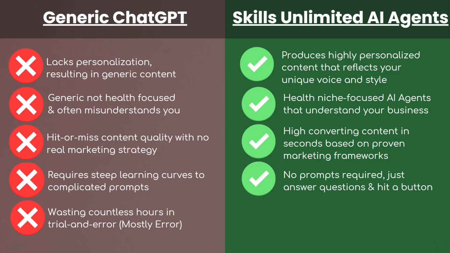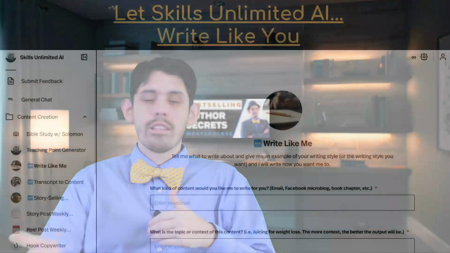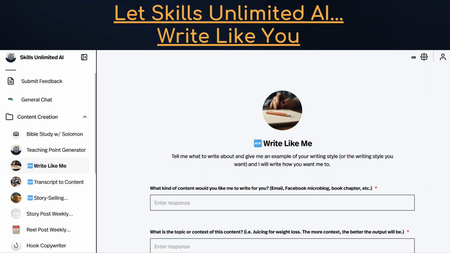Whereas Skills Unlimited frees up a lot of your time and allows you to focus on your health clients' transformation and doing the things that really matter to you. So I'll give you an example. This is one of the agents, what we call Write Like You. This agent is specifically designed to help you write and sound like you, in your style and your voice.